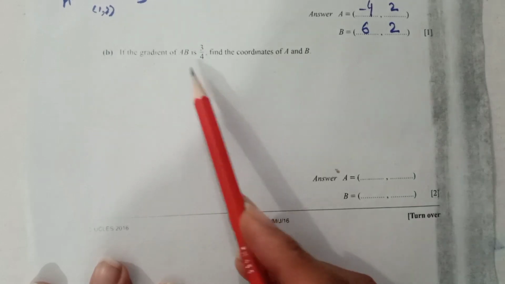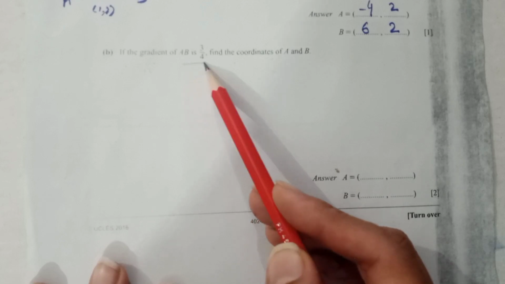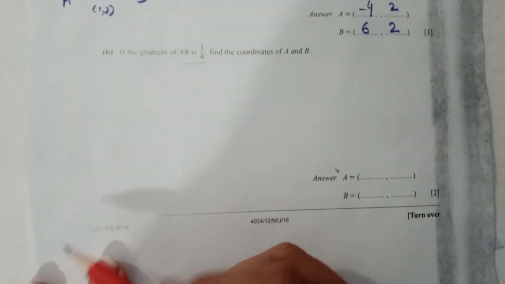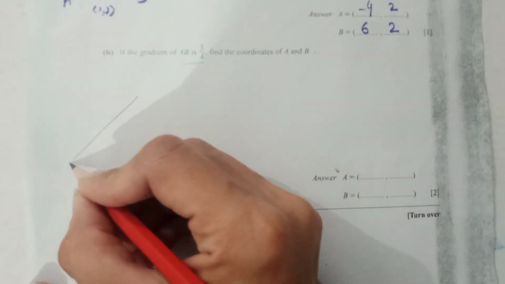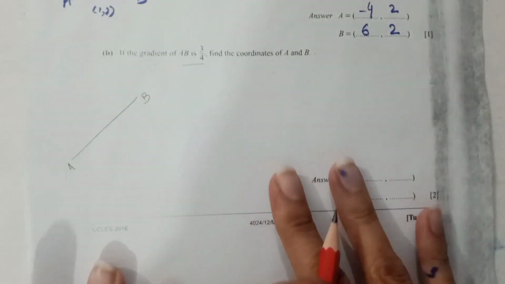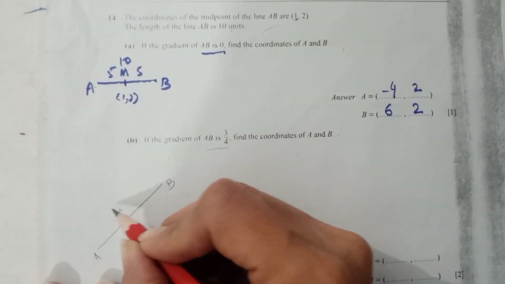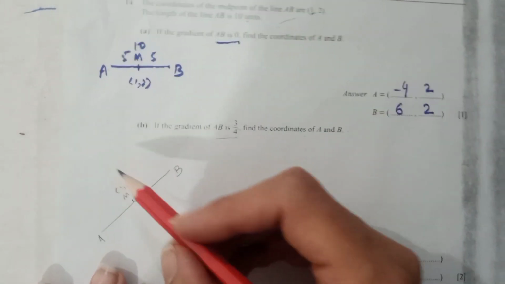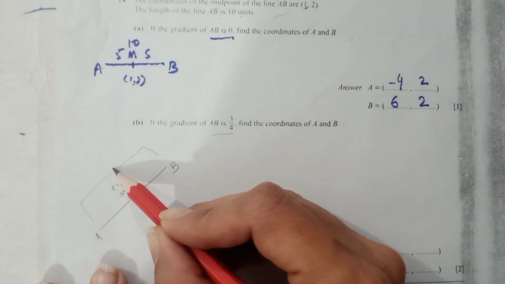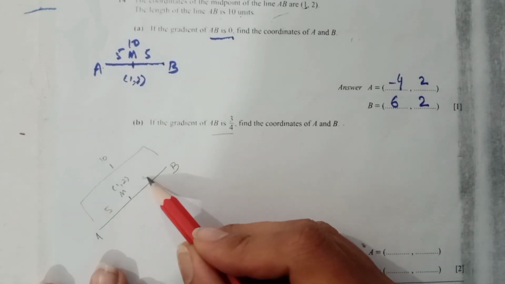In part B, if the gradient of AB is 3 by 4, find the coordinates of A and B. Now we notice that the gradient is positive. It means the line is rising like that. We have to find this A and B. This information is provided to us that the midpoint is (1, 2). It means this is the midpoint M, which is (1, 2), and the length of the line is 10 units. It means that the total length is equal to 10, so A to M is equal to 5 and M to B is equal to 5.